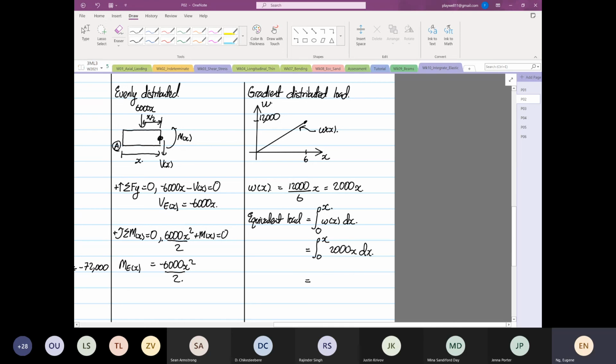After you integrate, it is equal to 1,000 x squared. Does that make sense? Let me not skip steps. It's equal to 2,000 x squared divided by 2, evaluated from 0 to x, so this is equal to 1,000 x squared.